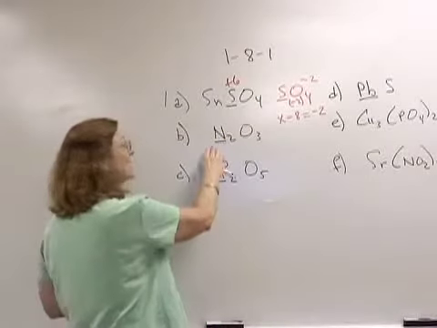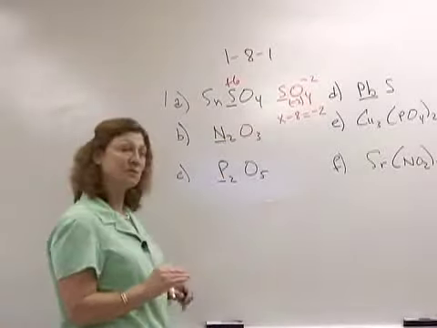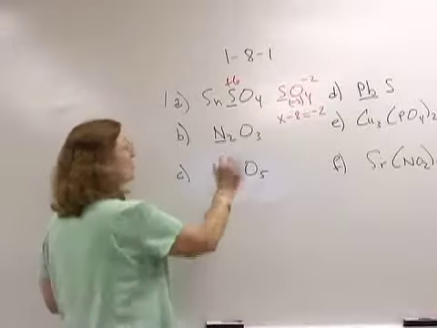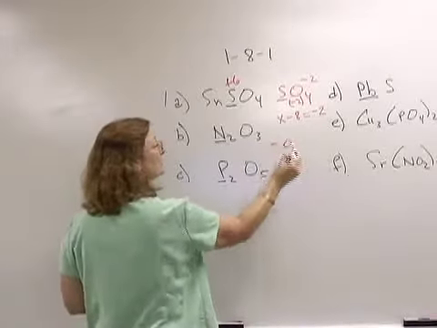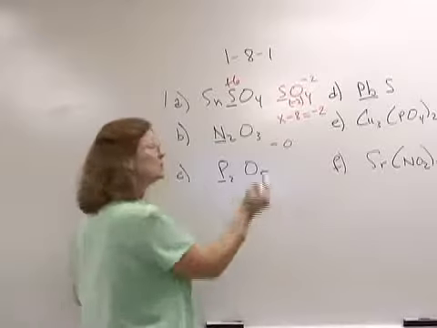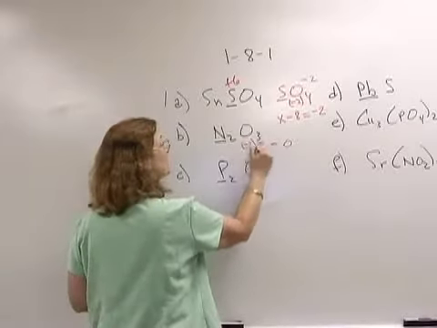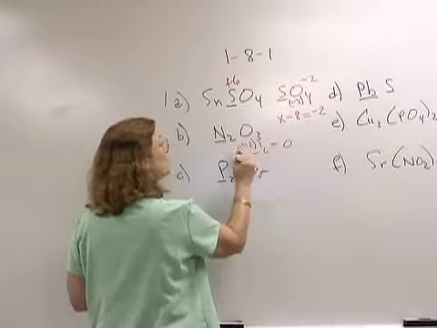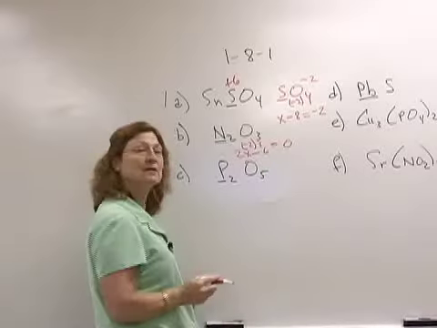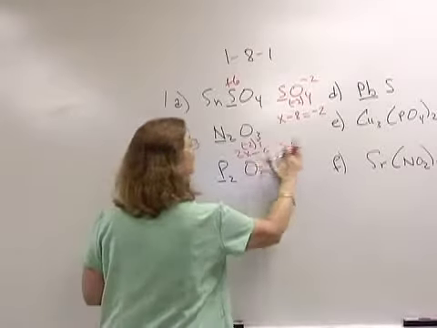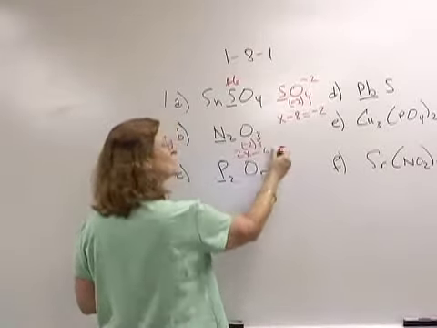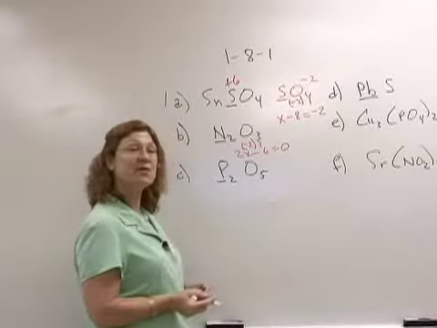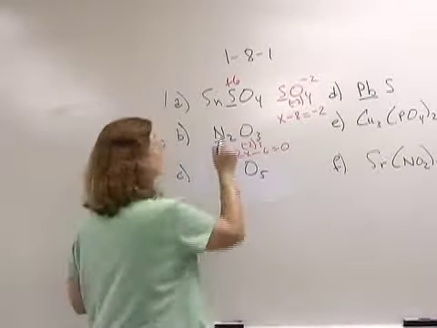Now in B, I have a compound and there is no polyatomic ion, so I'm going to set it equal to 0. Oxygen is -2. Times 3 is -6. There are 2 nitrogens, so 2x minus 6 equals 0, and therefore nitrogen is +3.